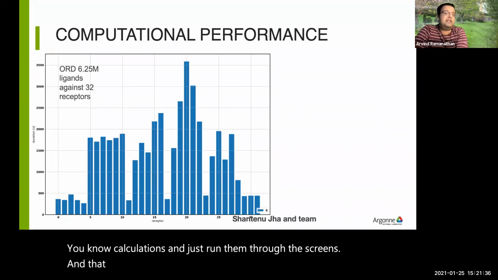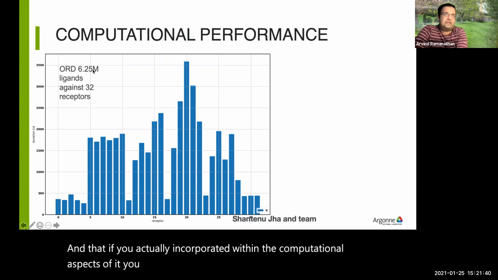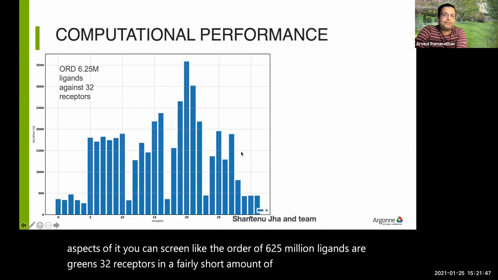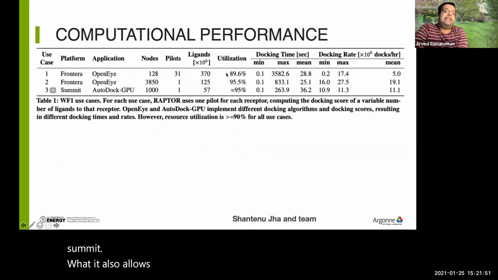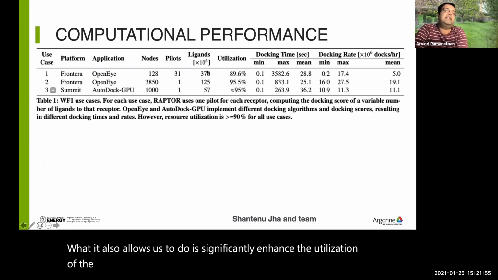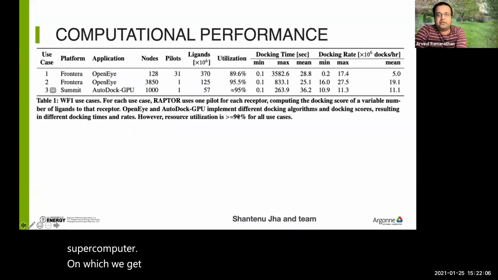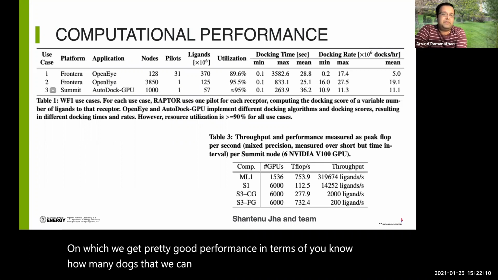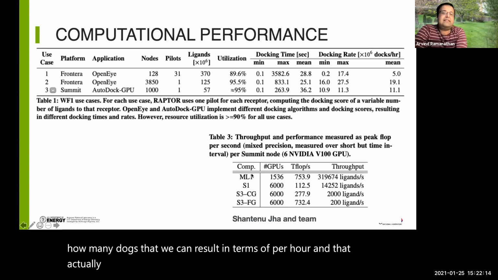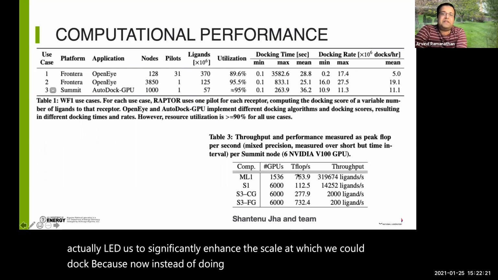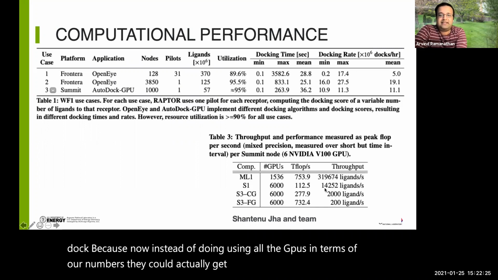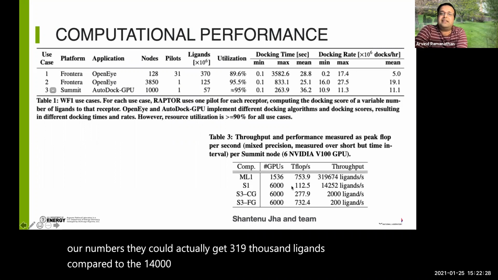If you incorporate it within the computational aspects, you can screen on the order of 6.25 million ligands against 32 receptors in a fairly short amount of time across Summit. It also allows us to significantly enhance the utilization of the nodes. In fact, we can screen 317 times 10 to the power of 6 ligands on Frontera, which is a TACC machine, the Texas Advanced Computing Center, where we get pretty good performance in terms of docks per hour. That led us to significantly enhance the scale at which we could dock, because using all the GPUs we could get 319,000 ligands compared to the 14,000 ligands with just high throughput docking.